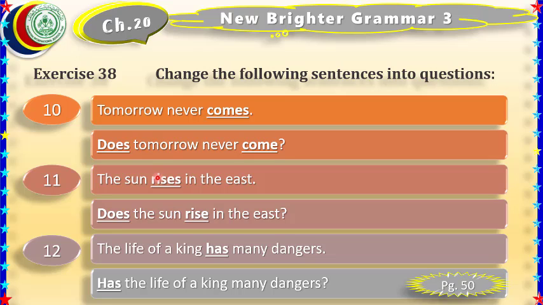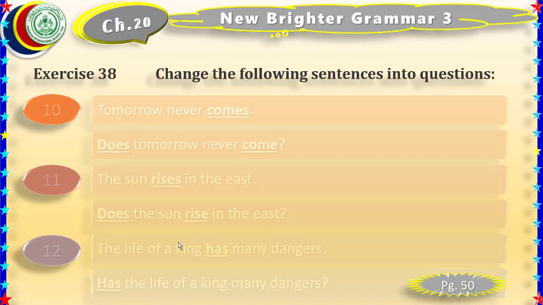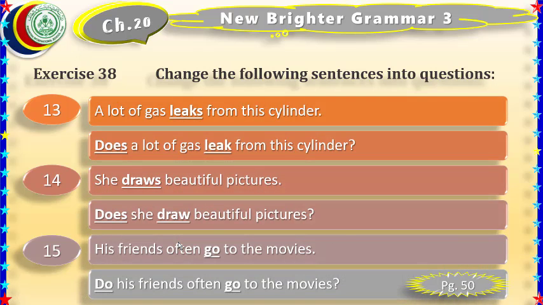Okay, the sun rises in the east. Rises, s with the first form, will change into does rise. The life of a king has will come in the beginning of the sentence. Part number 13, a lot of gas leaks. Leaks will change into does leak. She draws. Draws will change into does she draw. His friends often go. Go will change into do his friends often go.